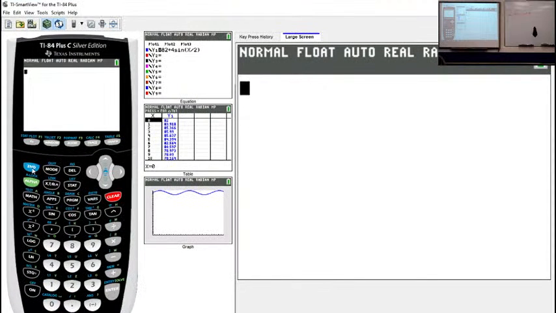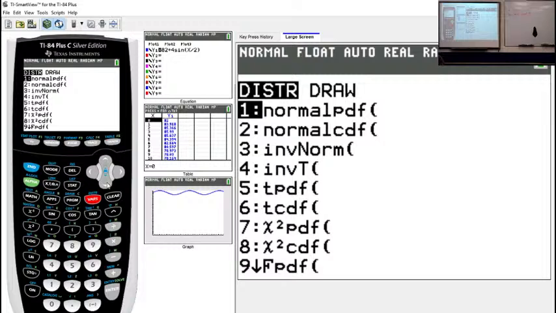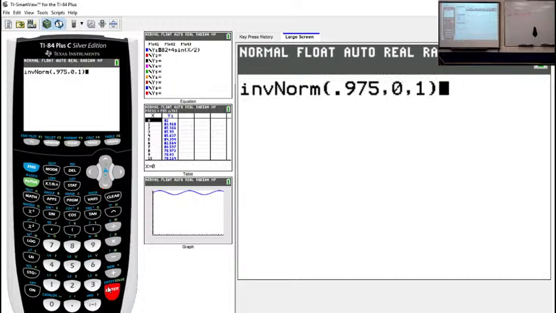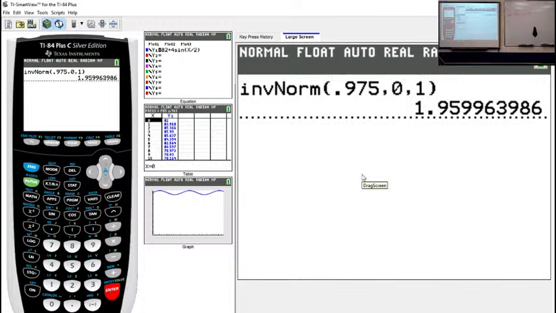I want inverse norm, so I want the distribution. And instead of normal CDF, which we've been doing a lot of because we're given specific values and we want the percentage, now we're given the percentage that we want and asking for the z-score. Area, 0.975. Because we want the 95 in the middle plus that 2.5% on the left tail, so 0.975. Mean is 0, standard deviation of 1 for the z-score. 1.9599. So we're going to use 1.96.